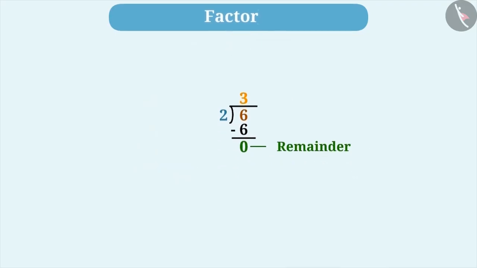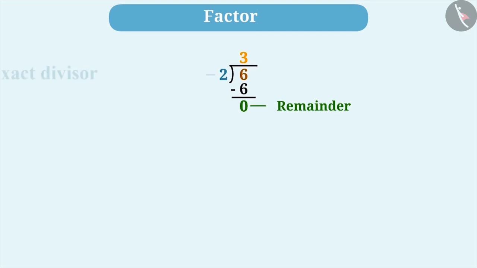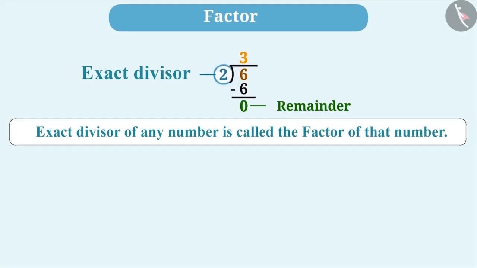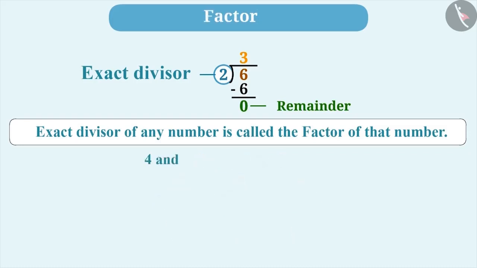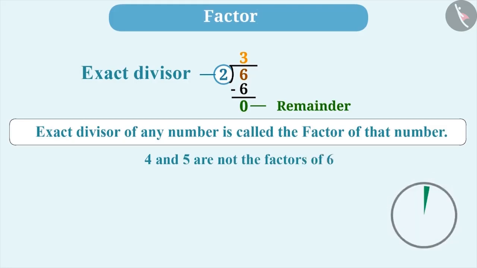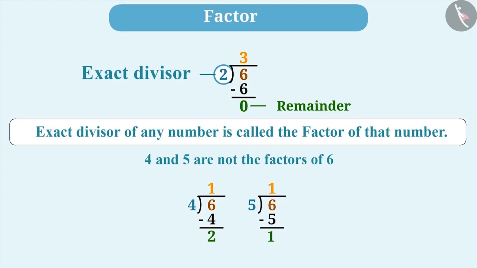Remainder 0 indicates that the number 2 is the exact divisor of number 6. Exact divisor of any number is called the factor of that number. Moreover, dividing 6 by either 1, 3 or 6 also results in remainder 0, which means along with 2, 1, 3 and 6 are also the factors of 6. 4 and 5 are not factors of 6. You know the reason? Think about it. It's easy because 6 is not divisible by them, which means the remainder is not 0.